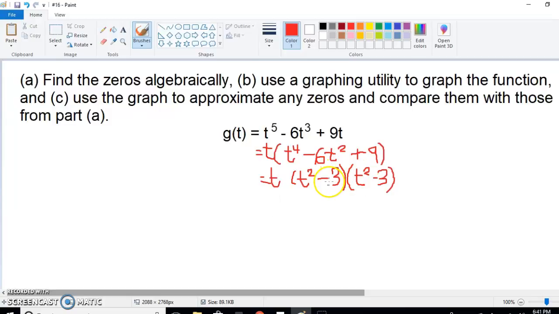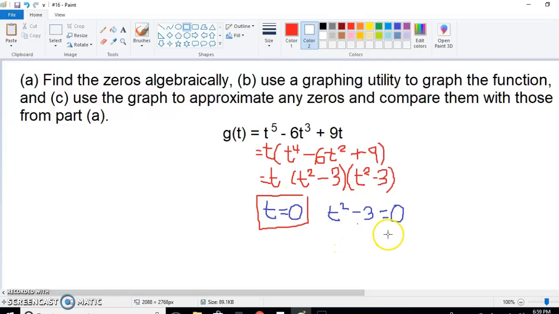Neither one of these is a difference of squares. This is as far as we can factor it. So what we're going to have to do now is set each one of these factors equal to 0 and solve. Now setting t equal to 0, of course, there's nothing to solve. We just see that the value of t is 0. And then t squared minus 3 equal to 0, we will need to solve this.